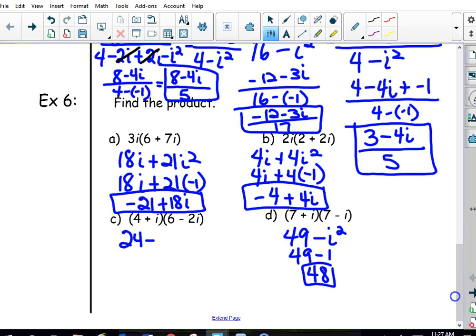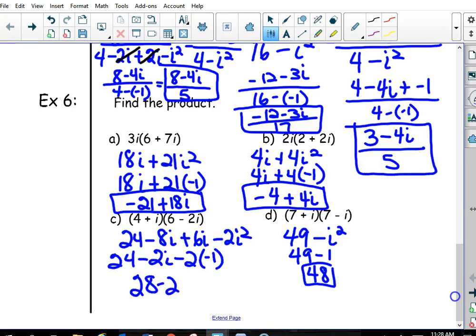24 minus 8i plus 6i minus 2i squared. So 24 minus 2i minus 2 times -1. That'll give me a positive 2, so I get a 28 minus 2i.